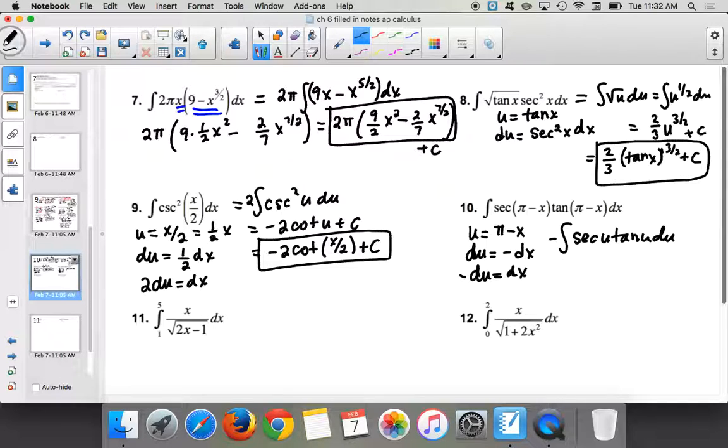So what do I take the derivative of in order to get secant x tangent x? I take the derivative of secant, right? Yeah, exactly. Charles is good with his derivative drills. Are the rest of you good with your derivative drills? All right, that's our answer.